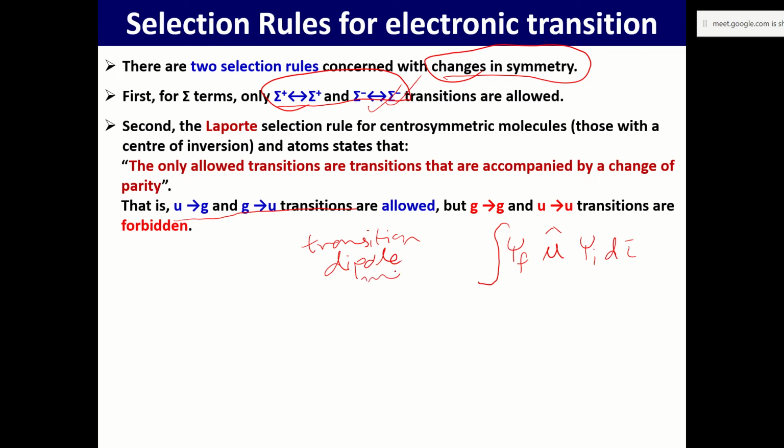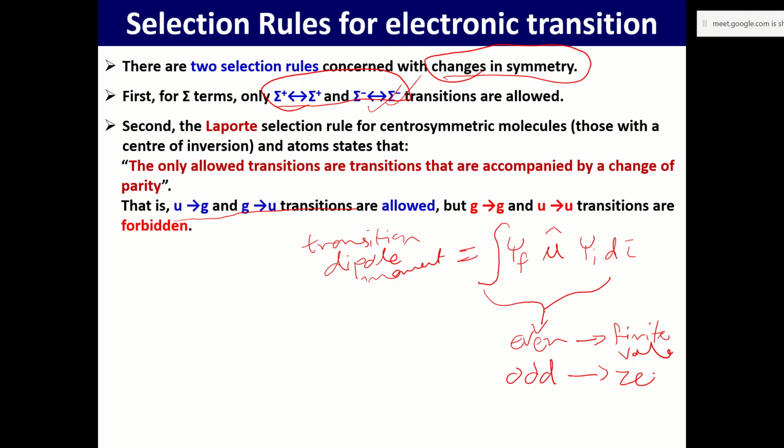This integral, the transition dipole moment, is given here, and overall this function has to be even to give a finite value. If this integral is odd, then it becomes 0. We find that if u goes to g or g goes to u, that kind of transition will have a net transition dipole. In other cases where the product turns out to be odd, the case of g to g and u to u transitions, the transition dipole becomes 0, and so nothing will happen.